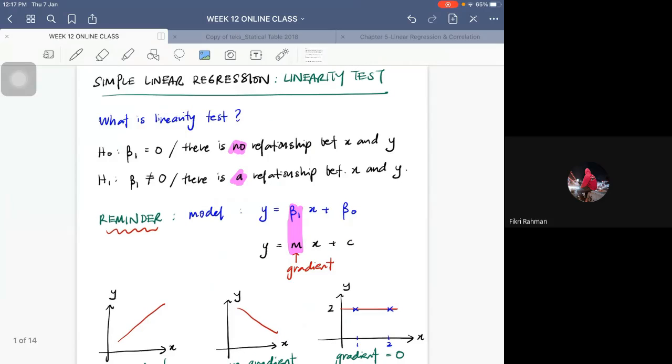Assalamualaikum and good afternoon. Today we're going to still discuss the previous topic, which is simple linear regression. But what we're going to do today is focus on one particular test on simple linear regression, which is called the linearity test.